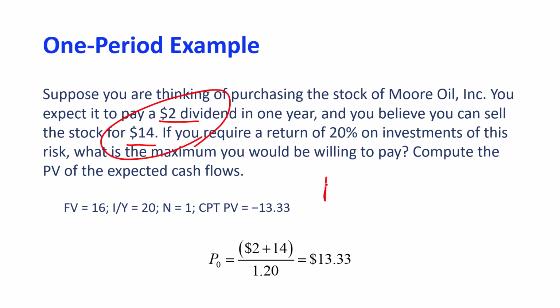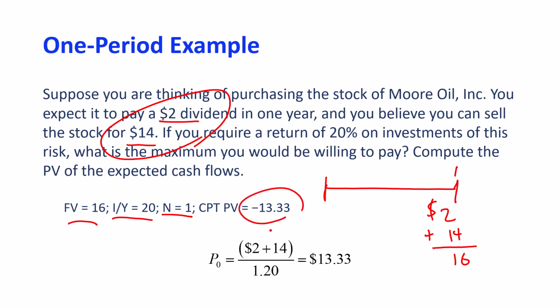So your timeline will look like this: $2 dividends plus $14 proceeds from the selling of the stock, you will have $16. So in year one, you will receive $16. So your N would be 1 because you receive it in year one. Your discount rate is 20, future value is 16. You find the present value, or the price of this stock, to be $13.33.